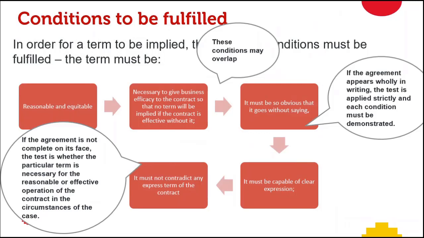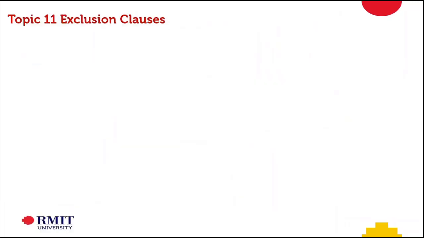If the agreement appears to be wholly in writing, then the test will be applied much more strictly than if it's clearly a verbal agreement. And if the agreement isn't complete on its face, the test is whether a particular term is necessary for the reasonable or effective operation of the contract.